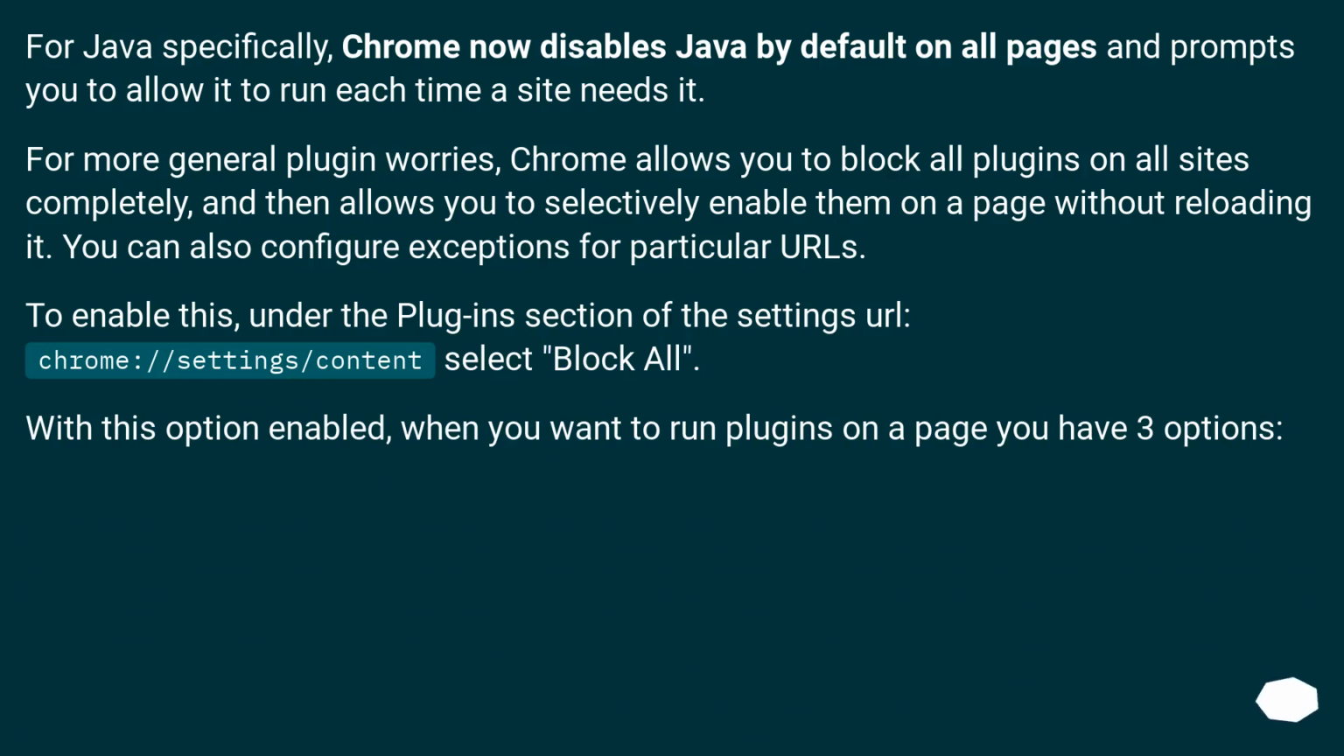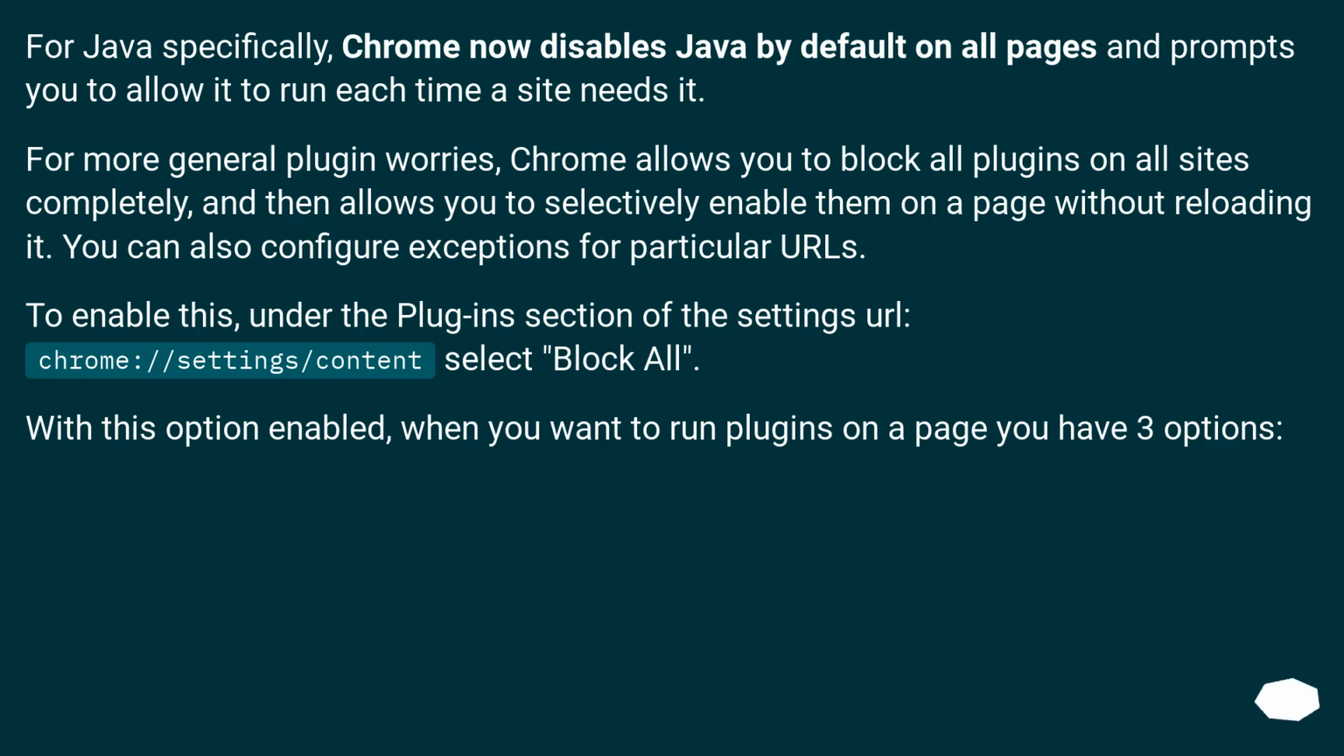For Java specifically, Chrome now disables Java by default on all pages and prompts you to allow it to run each time a site needs it. For more general plugin worries, Chrome allows you to block all plugins on all sites completely, and then allows you to selectively enable them on a page without reloading it. You can also configure exceptions for particular URLs.